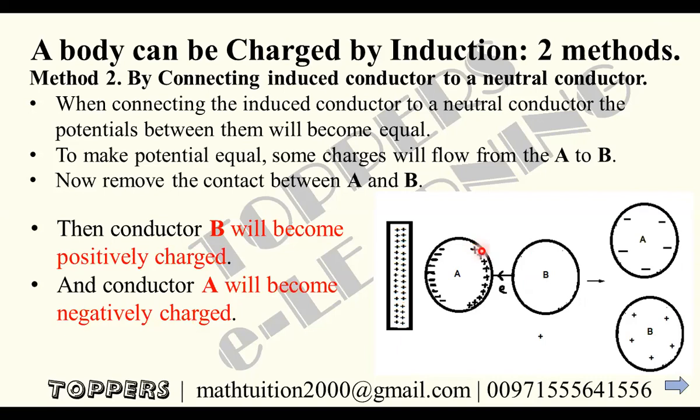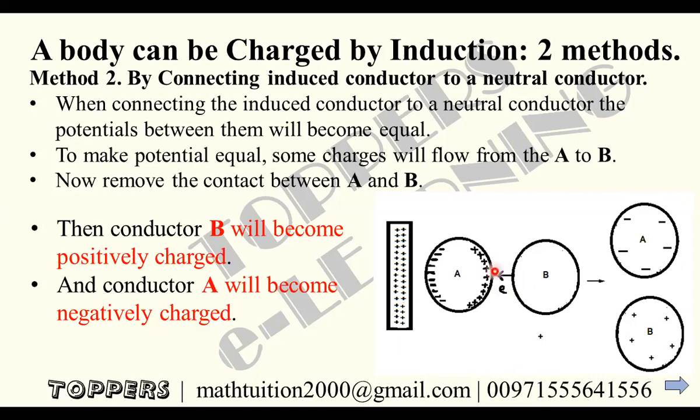If there are 10 positive charges here, to make the potential difference equal, 5 electrons will flow from B to A. What will happen? Five positive charges will be cancelled, and there will be 5 positive charges here. Similarly, by losing 5 electrons from body B, this also will become 5 positive charges. So the potential difference between these two is 0, because both are at the same potential. The potential of A and the potential of B are equal, so their difference is 0.